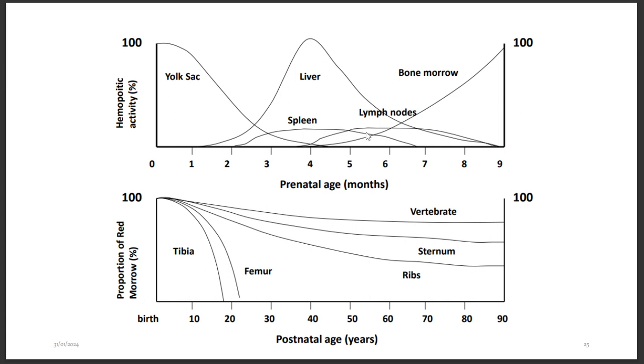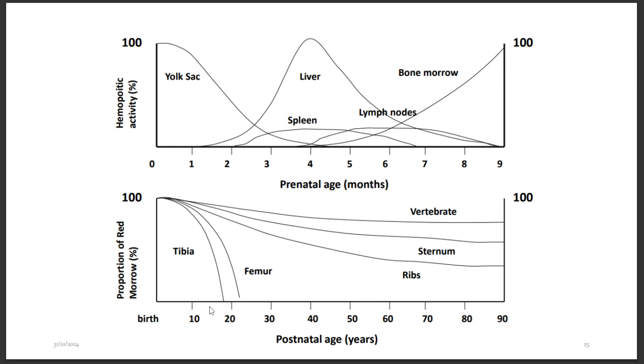And then in the middle of the term, starting from the third month, fourth month, fifth month, the major site which produces red blood cells becomes the liver. The spleen also produces blood cells. And then around the sixth month, lymph nodes also produce blood cells. As the child grows in the womb before birth, the major site producing blood becomes the bone marrow. All these other places will stop producing blood cells.